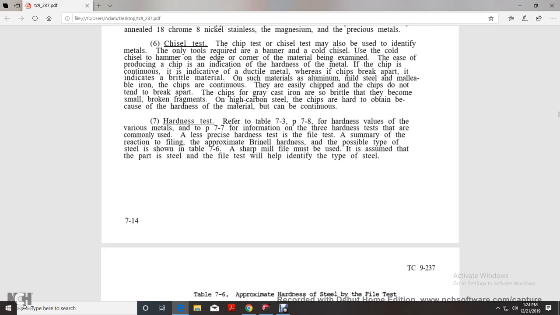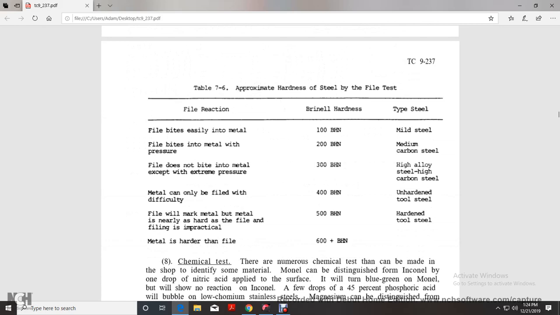A sharp mill file must be used, and the reaction of the steel to the file test will help identify the type of steel. Table 7.6 shows the approximate hardness of steel by the file test.